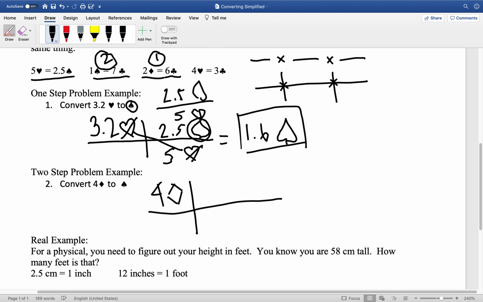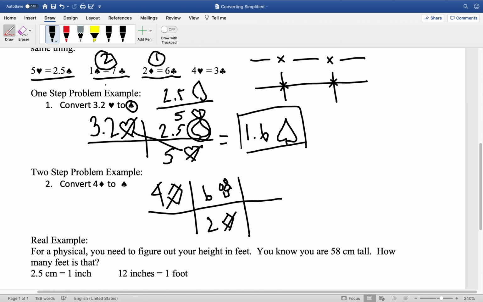Okay, so I have diamonds up top. I know that diamonds has to be kitty corner, so I'm going to use this equality. 2 diamonds is equal to 6 clubs. Again, not an artist. Excuse me. Okay, so now, if I stopped the problem at this point, because the diamonds cancel out, I would be in clubs, but that's not what I'm looking for. I'm looking for spades. So I have to take this one more step.